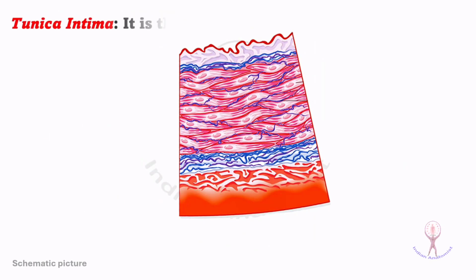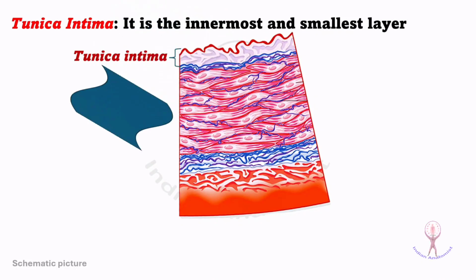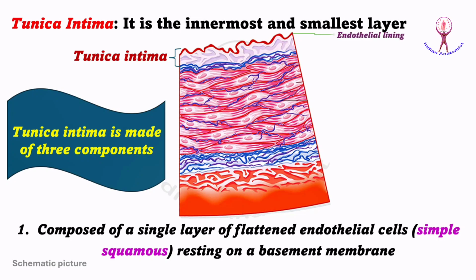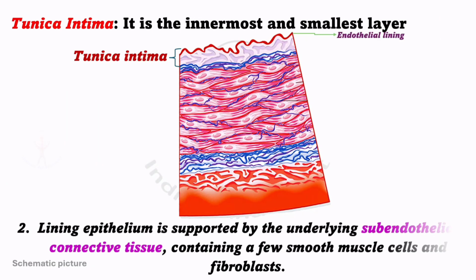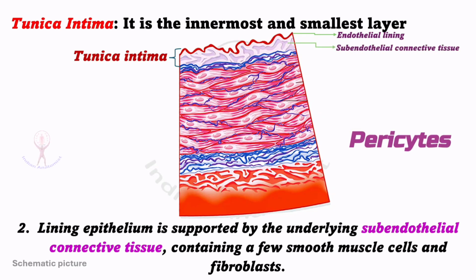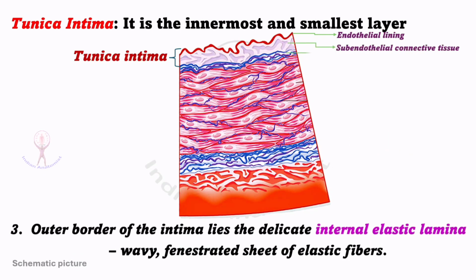The tunica intima is the innermost layer, composed of three layers. The inner layer is composed of a single layer of flattened endothelial cells resting on a basement membrane, supported by subendothelial connective tissue. Subendothelial connective tissue is made of loose connective tissue that contains few smooth muscle-like cells called pericytes. At the outer border lies the internal elastic lamina, a wavy, fenestrated sheet of elastic fibers. In elastic arteries, this layer is not distinct, because the tunica media contains multiple elastic lamellae.